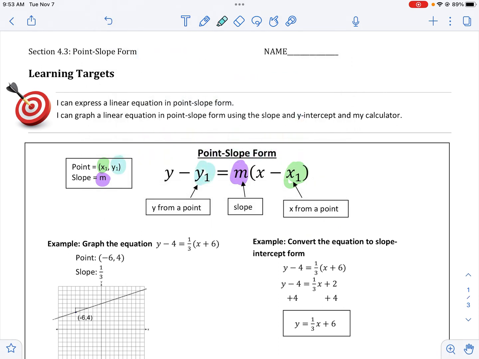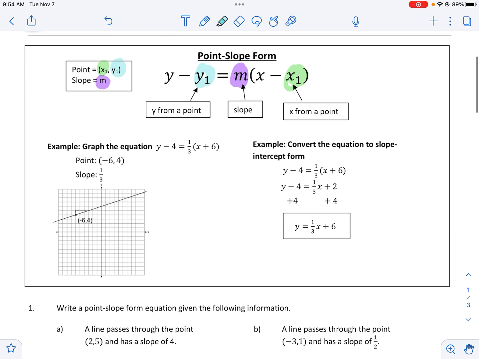Notice the formula has a subtraction sign in it. So if I have a negative x or y, that's going to change the sign to plus. So let's look at the actual example here. You were given the point -6, 4 and positive 1/3. And as you can see, my y value is right here. Because it was a positive 4, it looks like -4 in the equation.